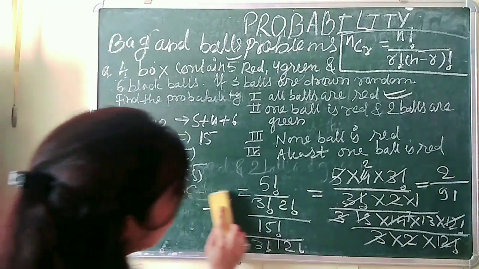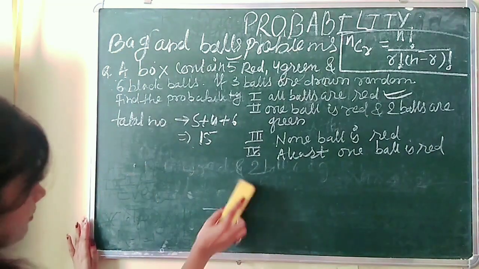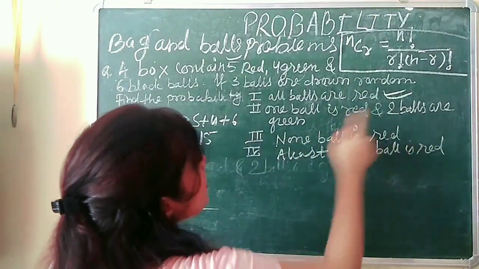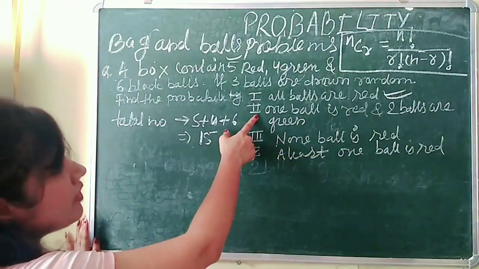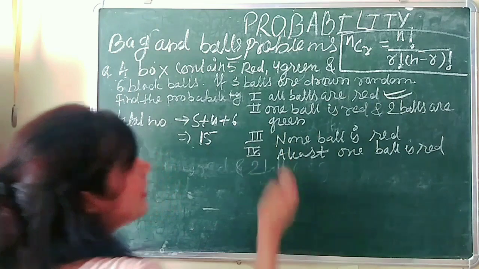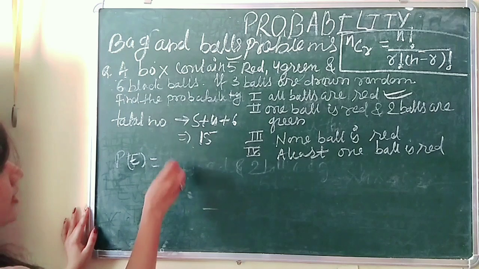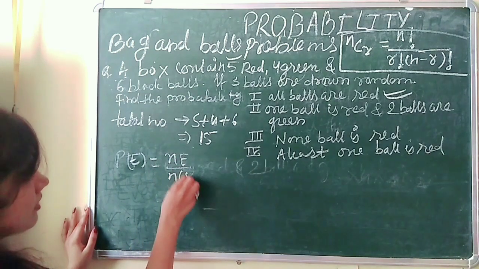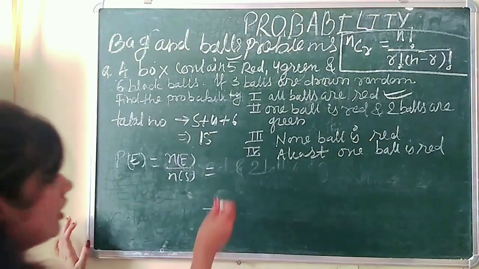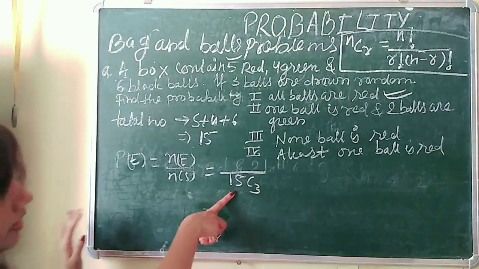Now I'm erasing it. Now it is saying one ball is red and two balls are green. So second, we have to find the probability when one ball is red and two balls are green. Here again we have to find P, that is n(E) upon n(S). For n(S) the combination will be the same, because the total number of balls is 15. So that will be 15C3 upon, that is in here.